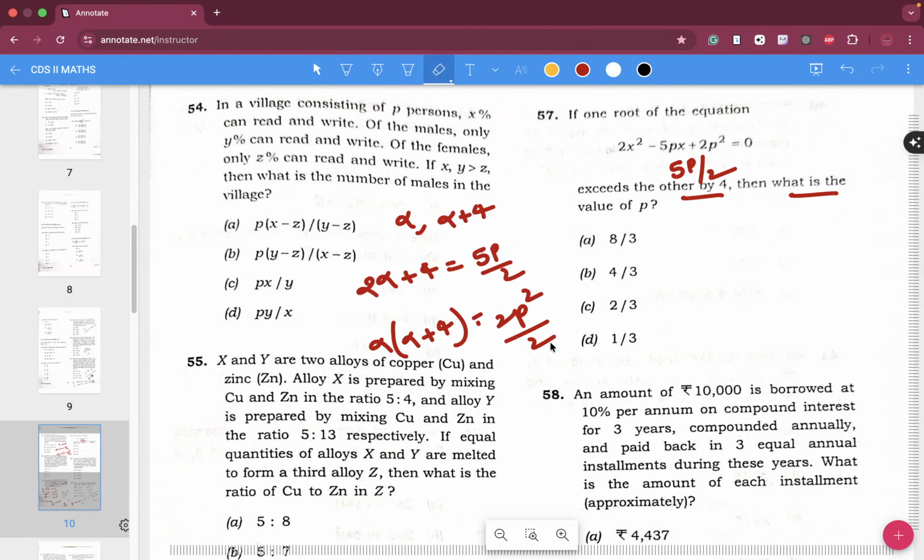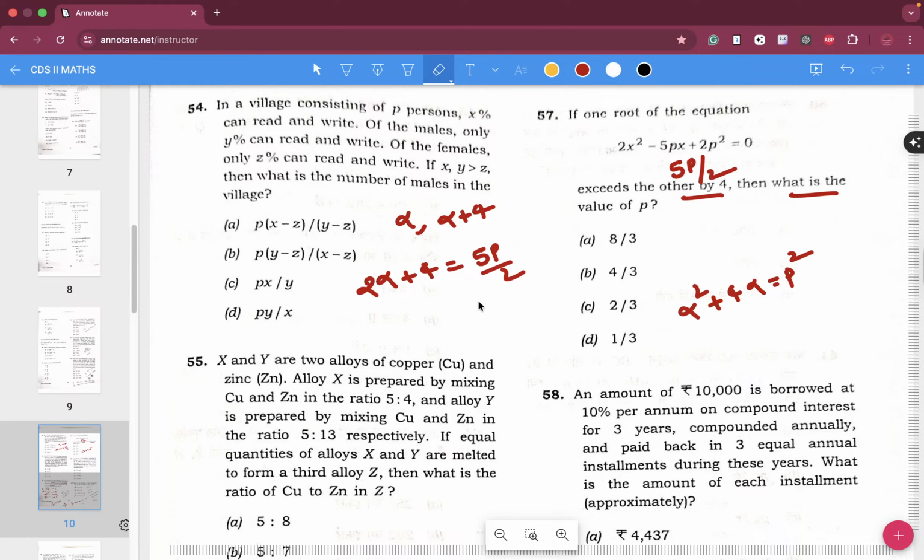Now this 2 and this 2 will cancel out, right? Which means alpha square plus 4 alpha is equal to p square. This is what we have. And the sum of the roots is 2 alpha plus 4, which is equal to 5p by 2.